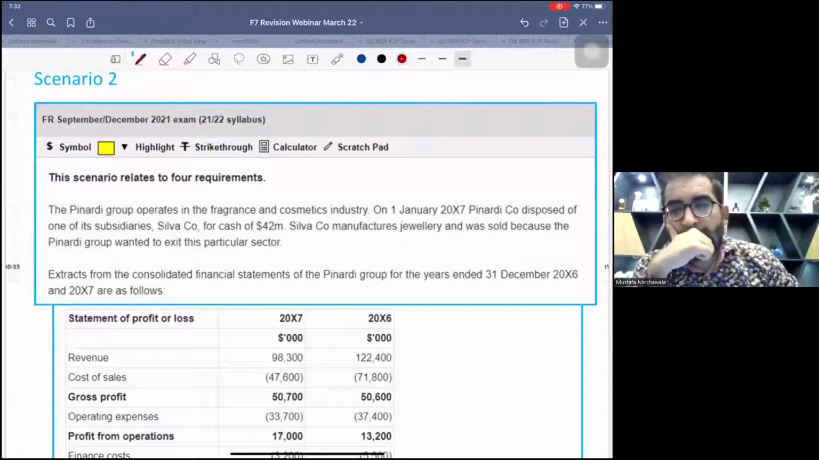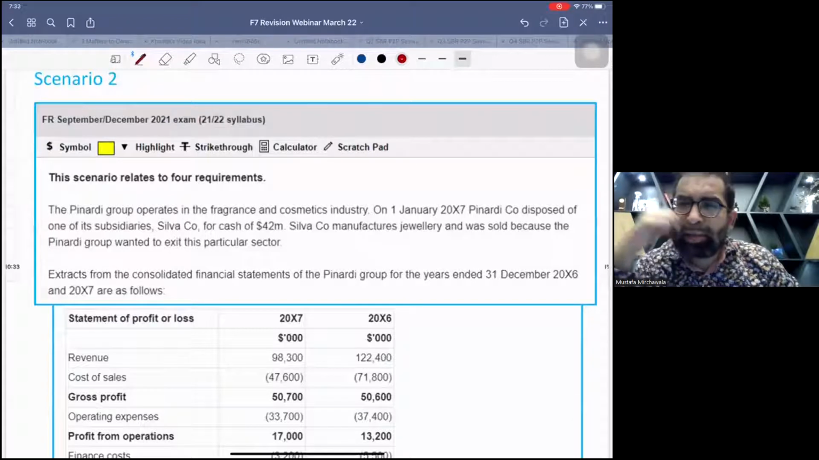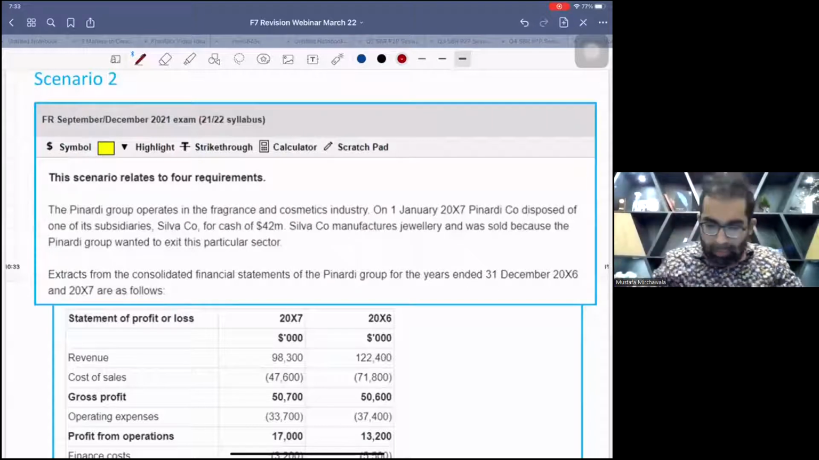In front of your screen is the latest past paper, December 2021 attempt, and this is the last question, which is basically related to ratio analysis and a little bit about consolidation. Okay, now let's start.